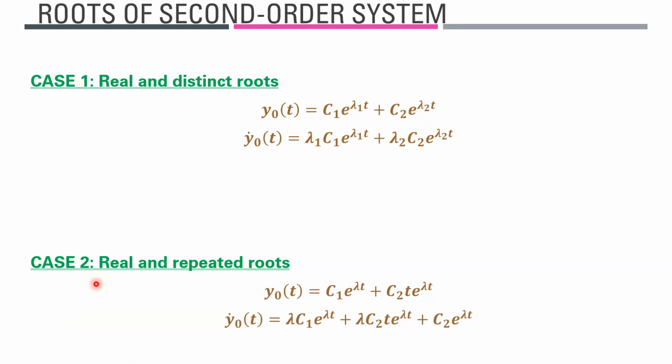For case number 2, you might have real and repeated roots, meaning lambda 1 and lambda 2 are equal. This will be the general solution of the zero input response, y0 of t. And if you differentiate this, you will get this y0 dot of t, which is useful when you try to solve using the initial conditions.